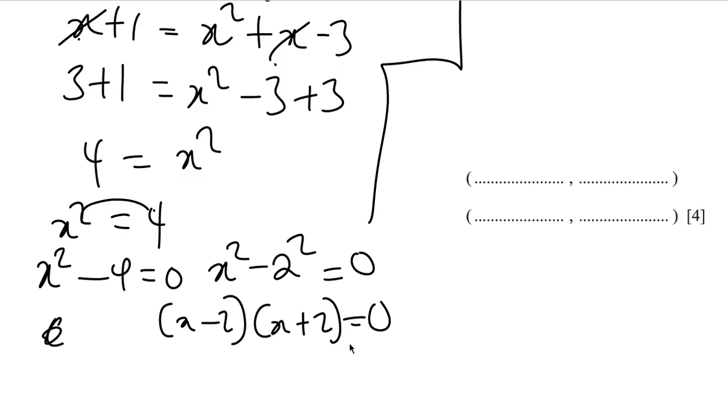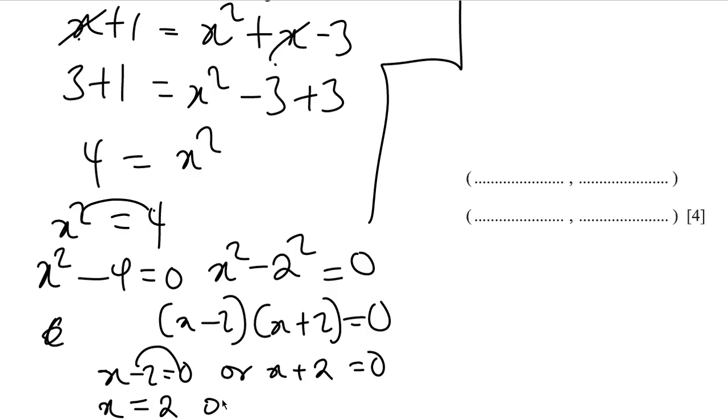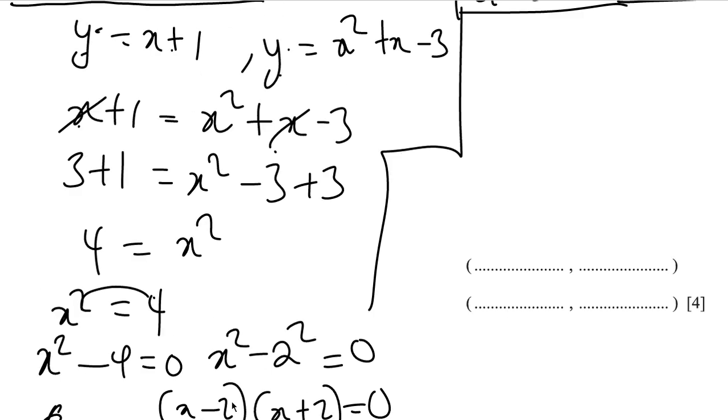Then we equate each to 0. So x negative 2 is equal to 0, or x plus 2 is equal to 0. Then negative 2 crosses over, or we add 2 to both sides. We have x equals 2, or plus 2 moves over to become negative, and x equals negative 2. So x is equal to 2 or negative 2.